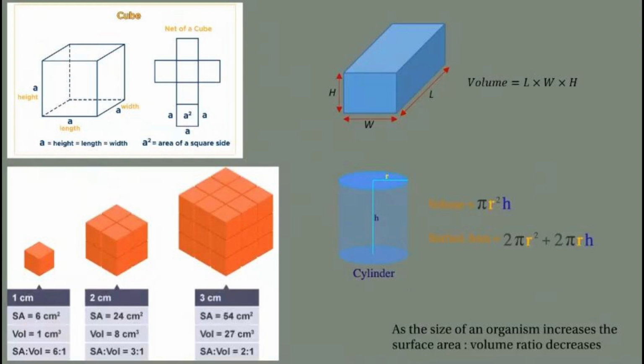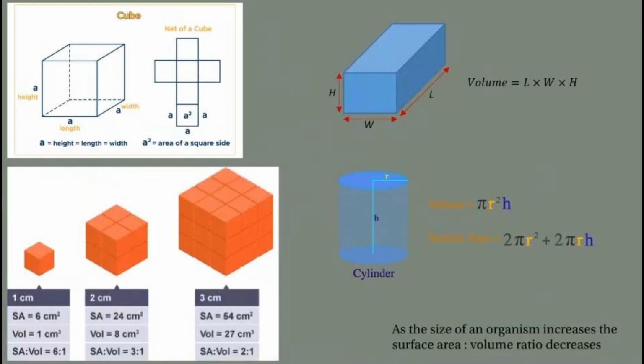Then if we have a cube that is 3 centimetres, the surface area of that cube would be 54 centimetres squared and the volume would be 27 centimetres cubed. In this case, the surface area to volume ratio is then 2 to 1. So you can see that from the initial cube, which had a surface area to volume ratio of 6 to 1, to the bigger cube, there's now only a 2 to 1 surface area to volume ratio. As a cube gets bigger, its surface area to volume ratio decreases, and this also applies to organisms. So the larger an organism, the lower its surface area to volume ratio will be.